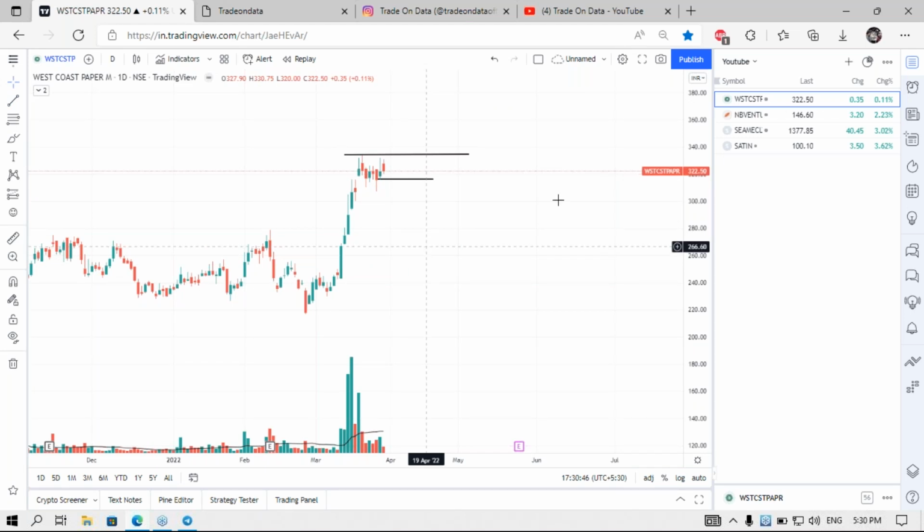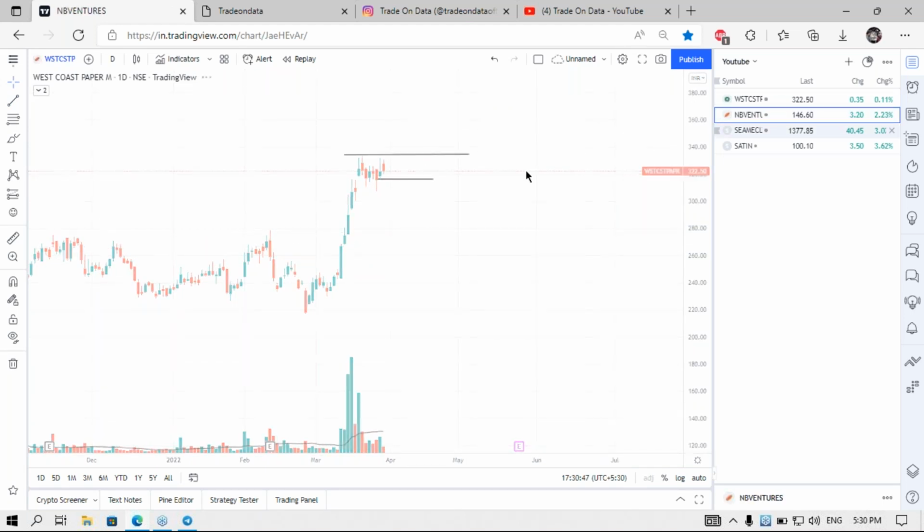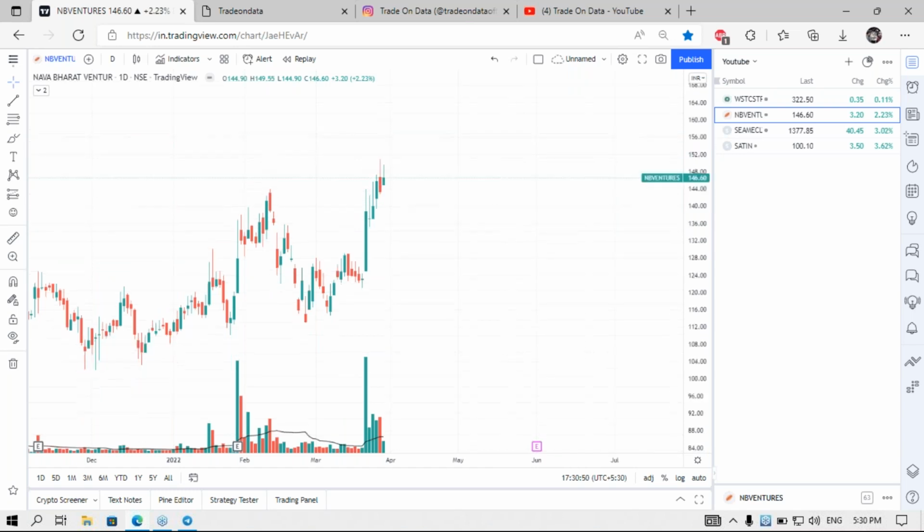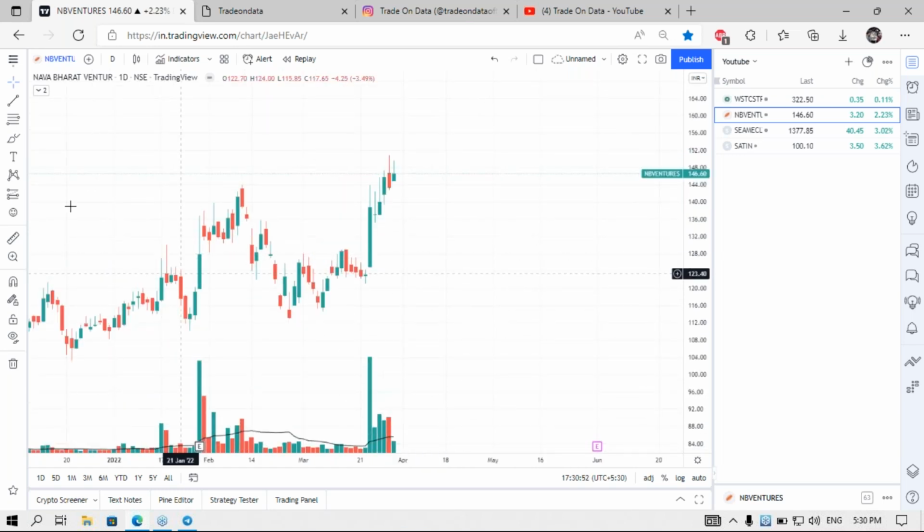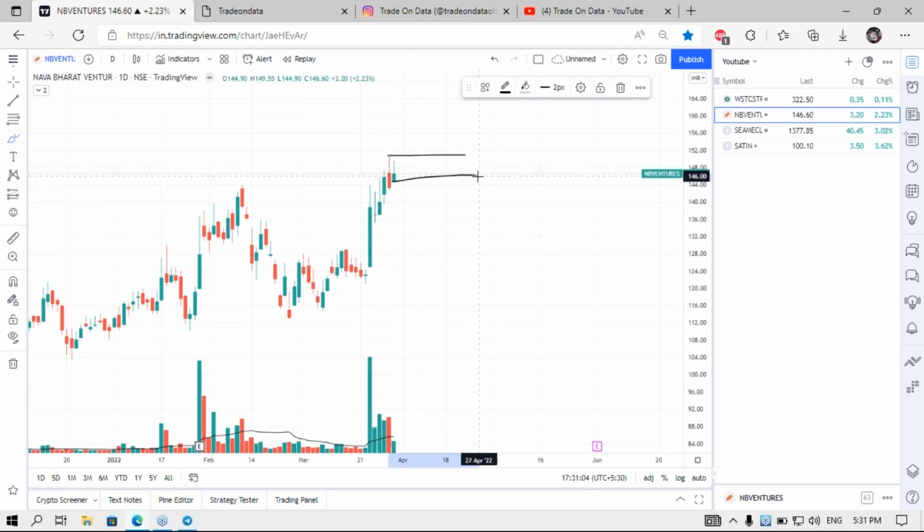Now the next stock which is looking good to me is NB Ventures. NB Ventures is also looking completely fine to me. There is huge volume coming up right now. We have a buy above 151 and stop loss is going to be 148. This is NB Ventures, right?